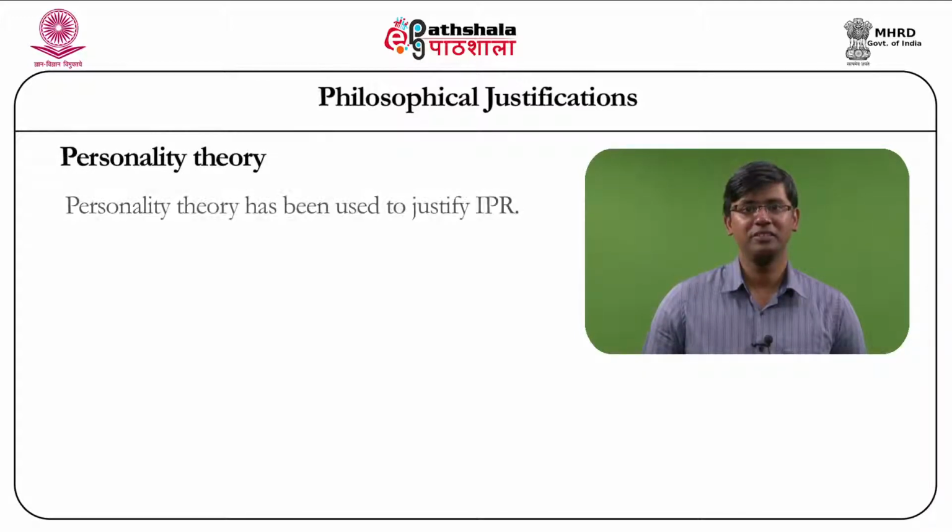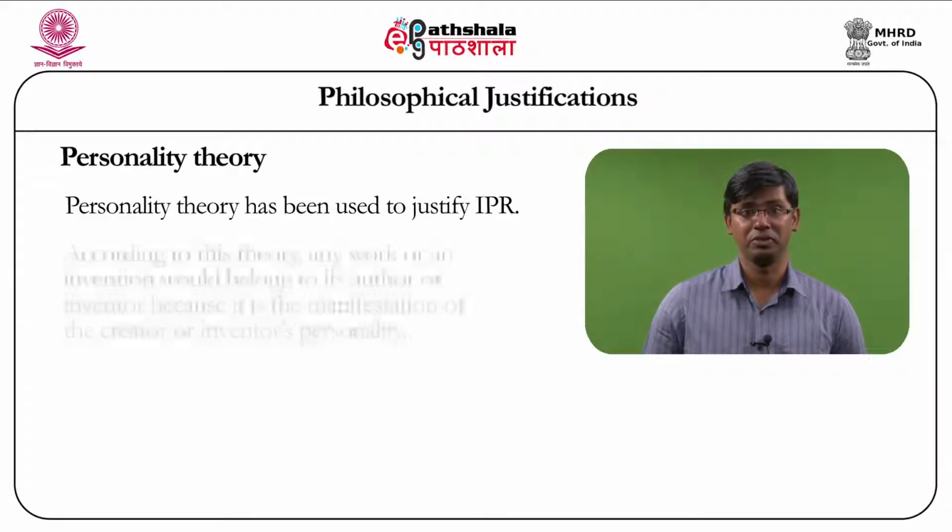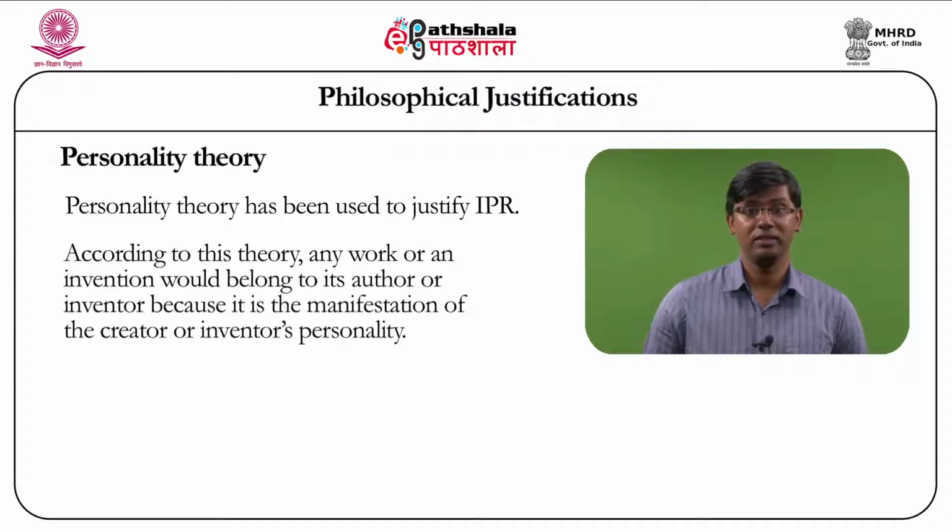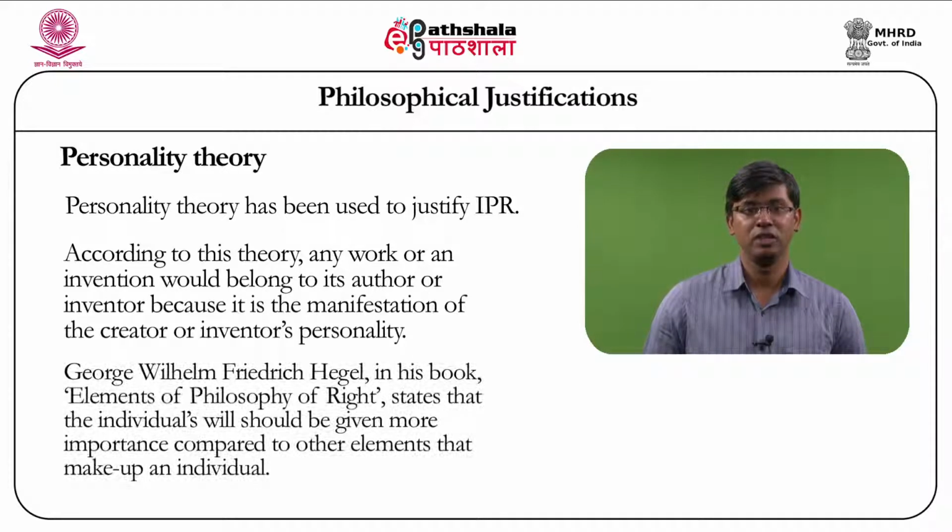The personality theory has been used to justify intellectual property rights, although the person who came up with the personality theory never necessarily used it to justify intellectual property rights. According to the personality theory, any work or invention would belong to its author or inventor because it is the manifestation of the creator or inventor's personality. The person who espoused this theory is George Wilhelm Friedrich Hegel in his book Elements of Philosophy of Right.